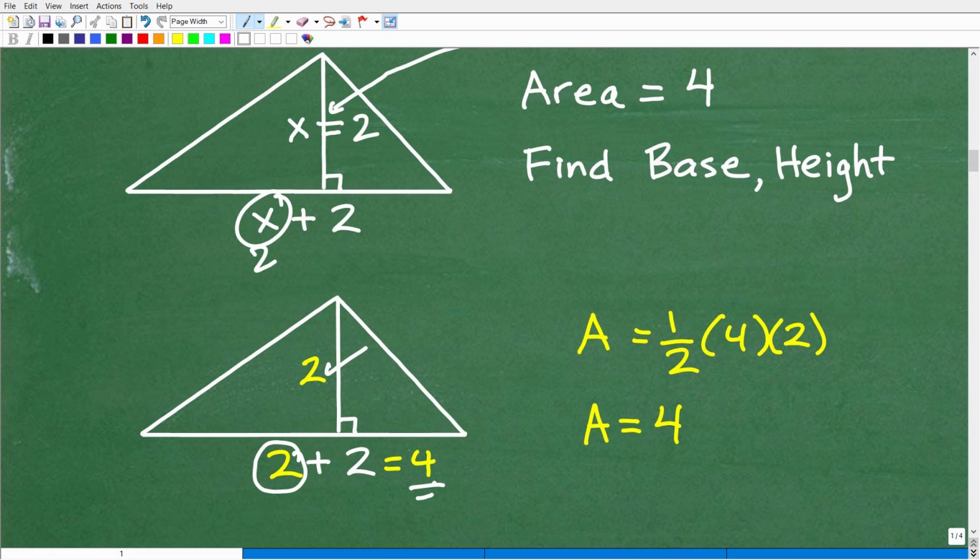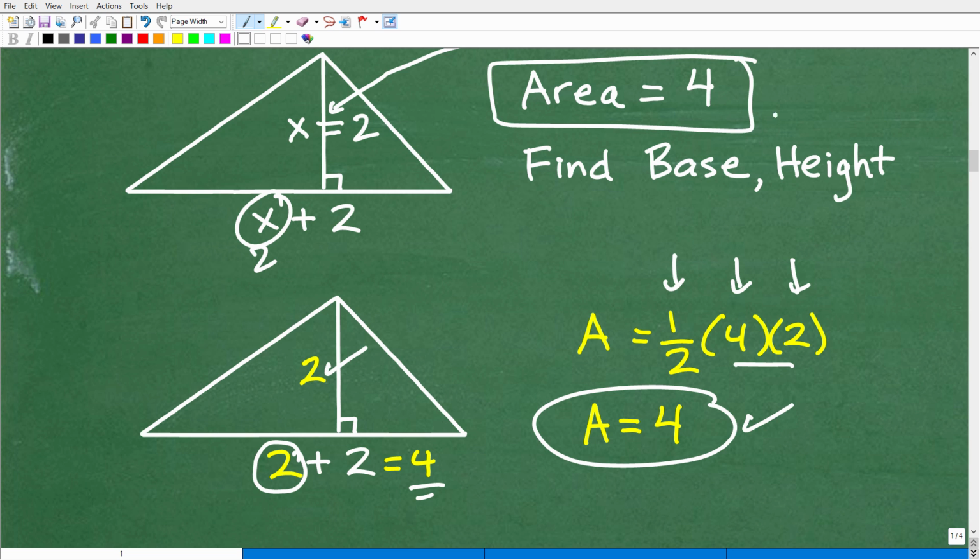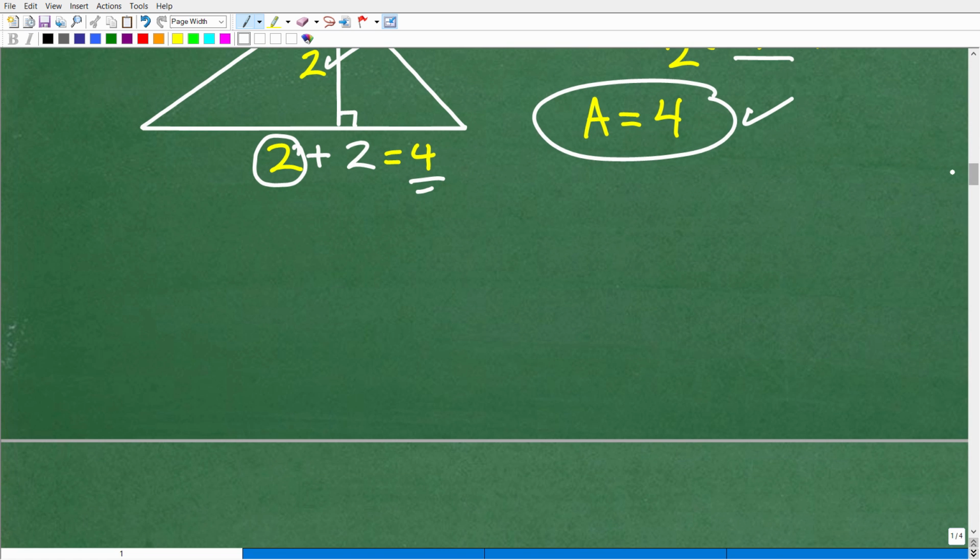And if that is the case, let's go ahead and just check this, right? So if the height is 2 and the base is 4, let's calculate the area. So that would be 1/2 times base of 4 times height of 2. So what is that? 1/2 times 8 is 4. The area is equal to 4. And that's what was given in our problem. So this checks out.